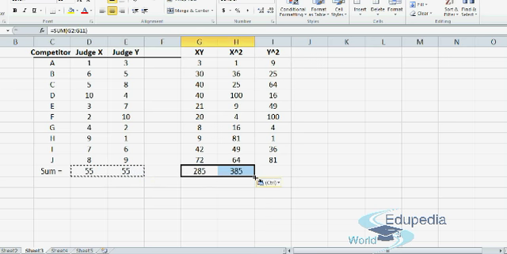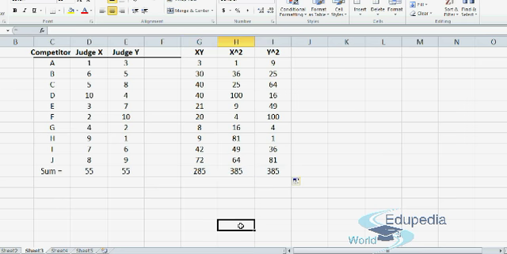Okay, so here we have the sum of x, y, x square and y square are the same, and since the sum of x and y are the same, we have the same numbers, the sum of x square and y square will always be the same in all the three cases. Okay, in the case of x, y as well as z.